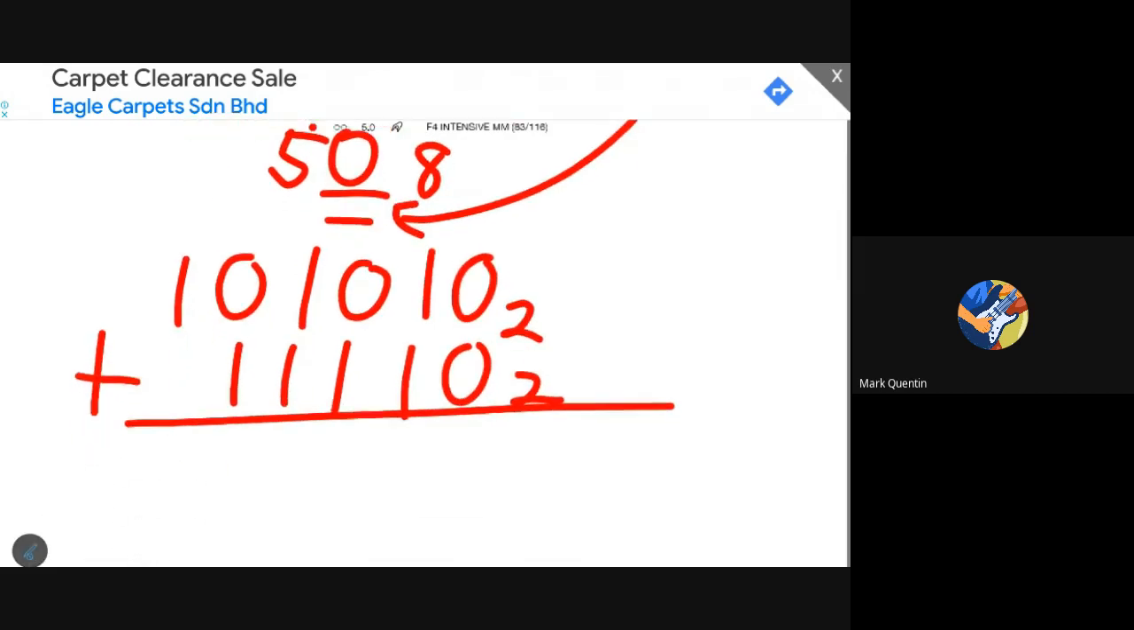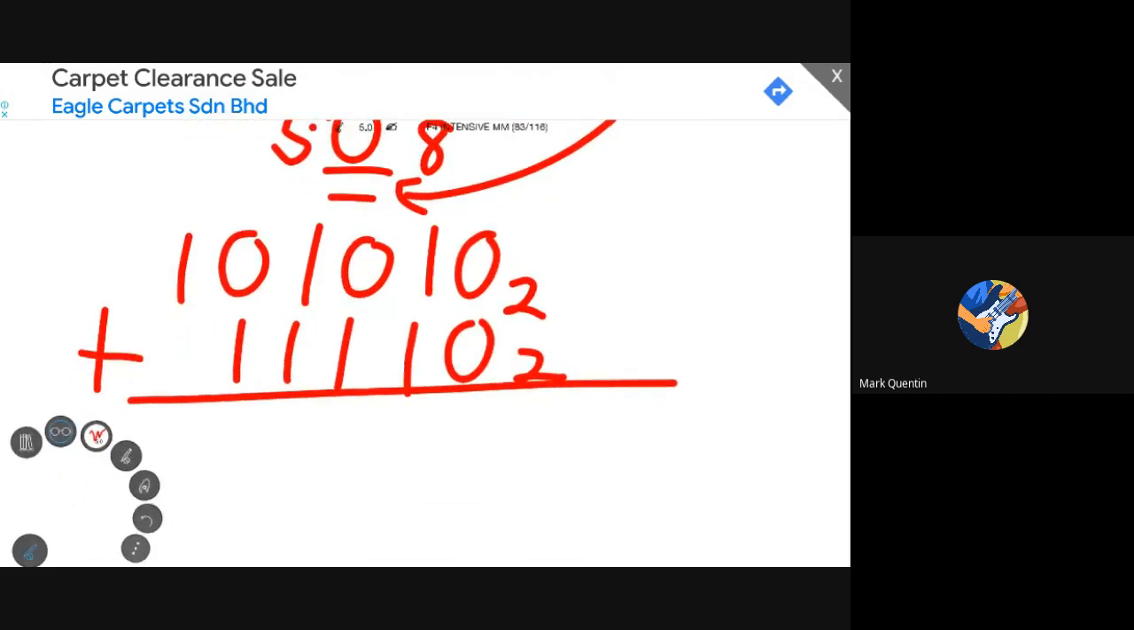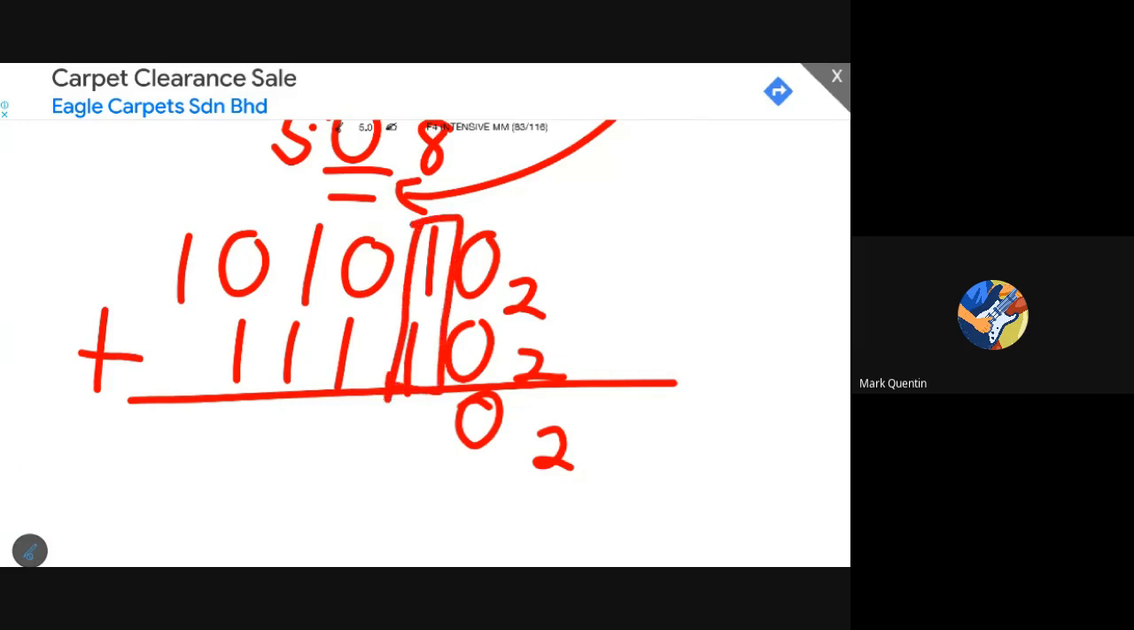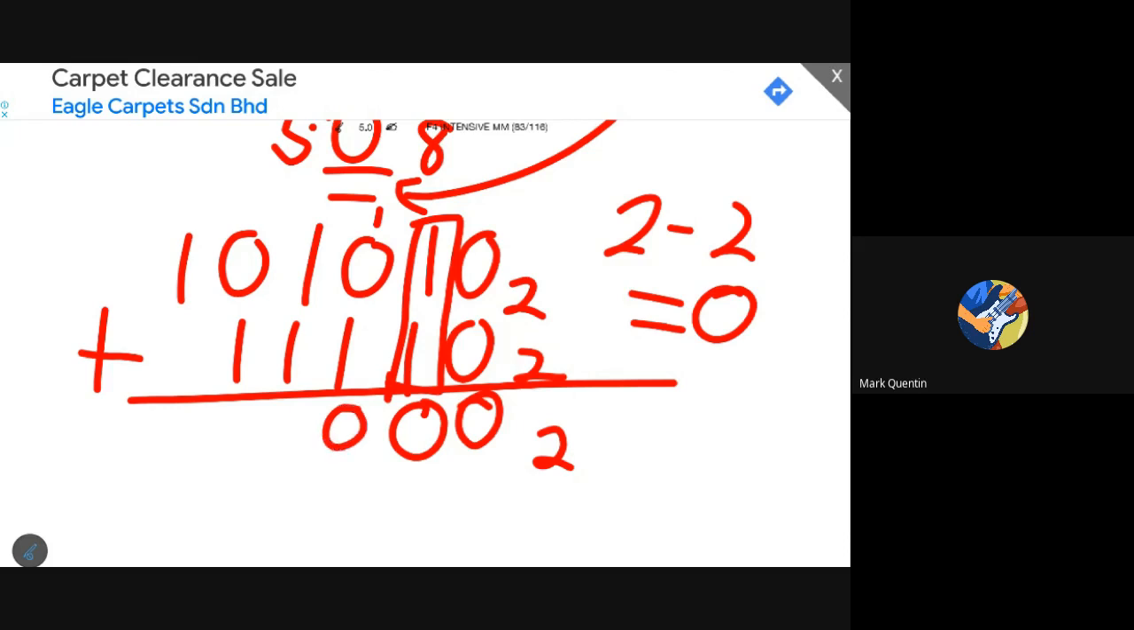We do it slowly together. So base 2. 0 plus 0 is nothing. You can write 0 because 0 is less than 2. This case you have to be careful, because 1 plus 1 now. You still have to write 0, because 2 minus 2 you get 0. Then carry 1. Put 1 on top. 1 plus 1, again 0. So then you carry 1 again.